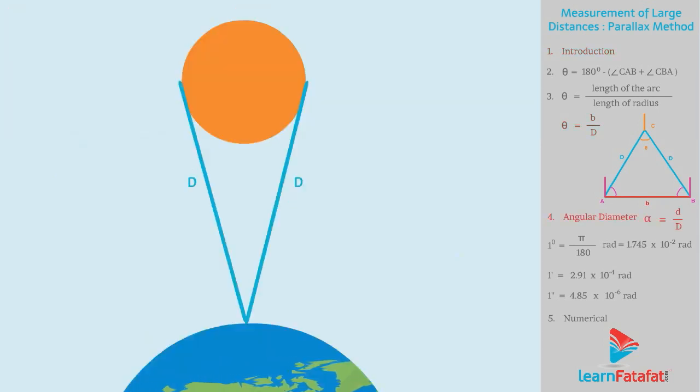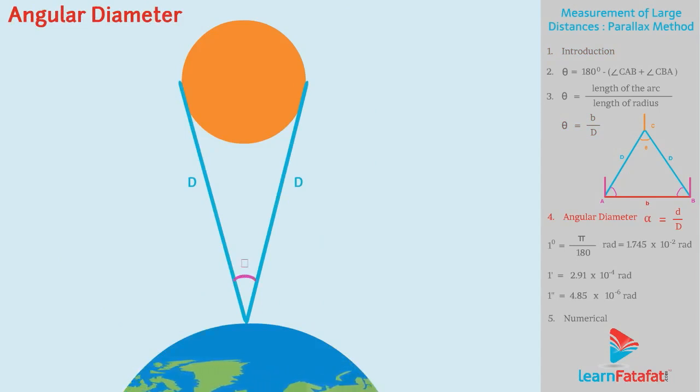Now we will see angular diameter. Angular diameter, denoted by alpha, is the angle subtended by the diameter d of the planet observed from Earth. With the help of the parallax method, angular diameter can be given as alpha equals d upon D.